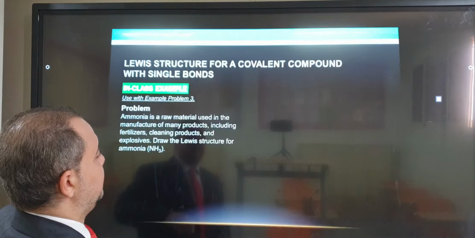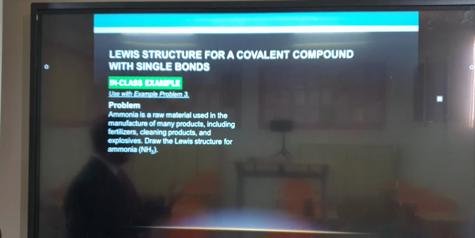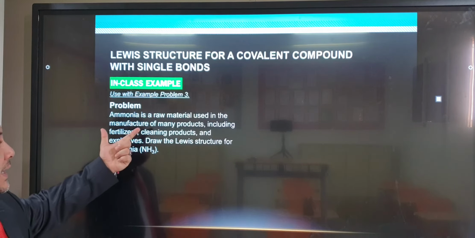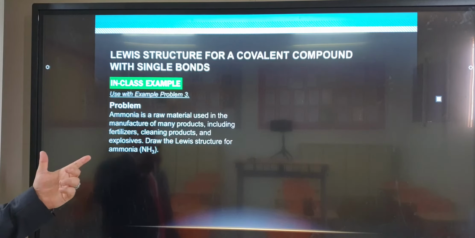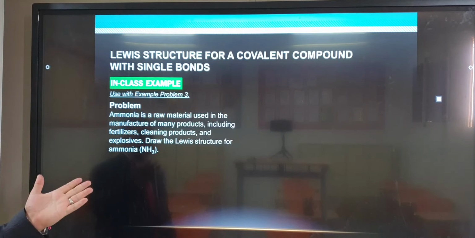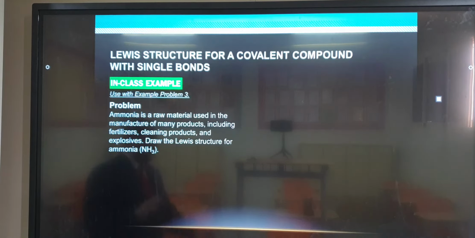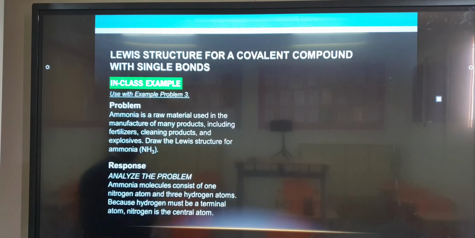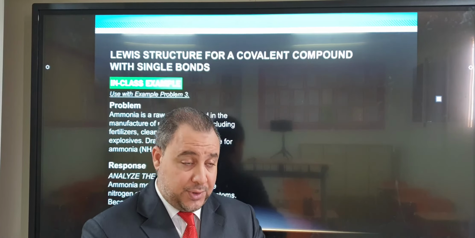Okay, after that, here is an example to show how we can write the molecular formula from this structure. Ammonia is a raw material used in the manufacture of many products, including fertilizers, cleaning products, and explosives. Draw the Lewis structure for ammonia. Okay, observe what happens. First, what does an ammonia molecule consist of? One nitrogen atom and 3 hydrogen atoms, because its symbol is NH3.